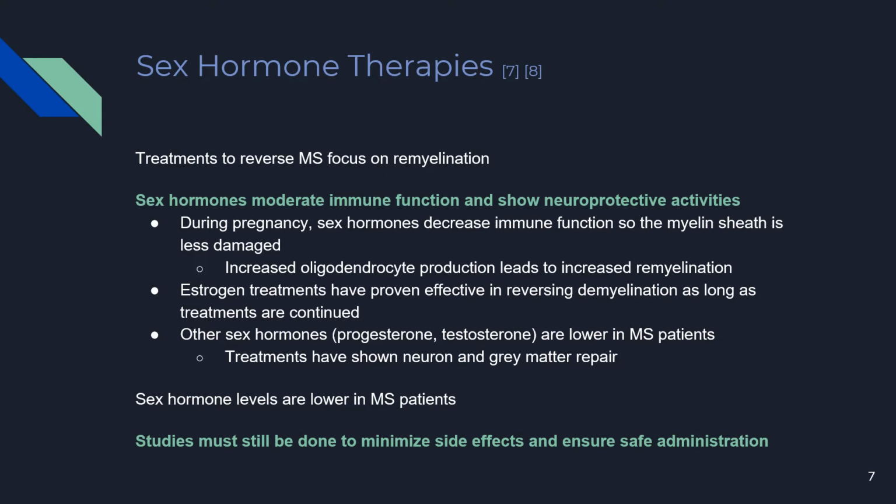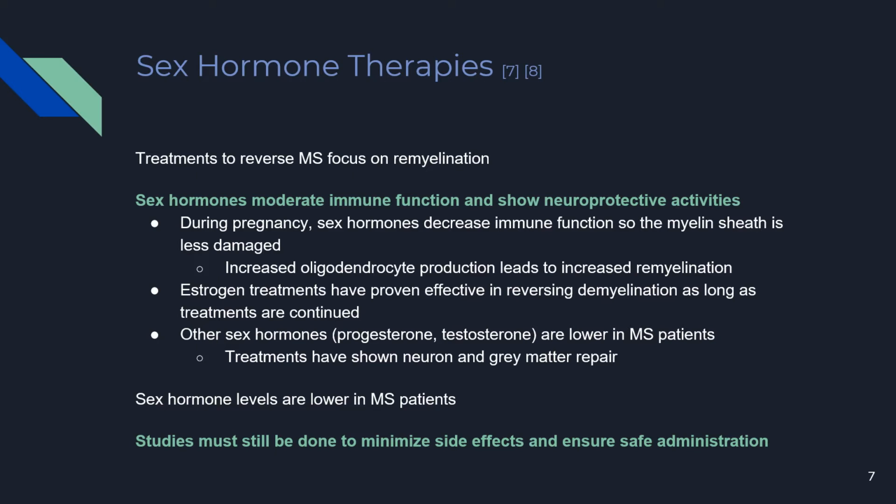It's also suggested that estradiol mediates remyelination. During pregnancy, more oligodendrocytes are produced. They are the cells responsible for myelination. So during pregnancy, more axons in the maternal central nervous system are myelinated.